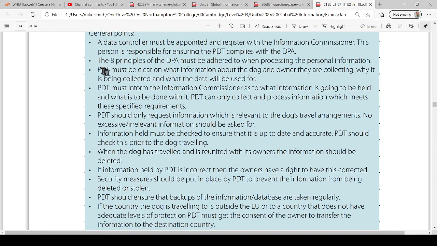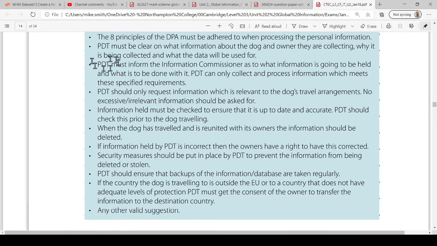So it moves on to explain that this company must be clear on what information about the dog and the owner, because they're the 2 things in the exam question, they are collecting, why they're collecting it, what it's going to be used for. Okay, so that links into the Data Protection Act and the regulations around what you can collect and how long you can keep it, and the fact that it's going to be up to date and so on.